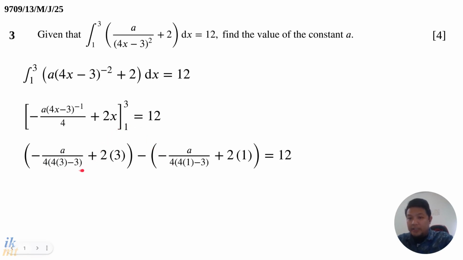Make sure you put brackets just in case. And I would say though, usually the values that they give you will cause these calculations to be very easy. Right? For example, here if I put 1 in here, 4 times 1 is 4, minus 3 is actually 1. So in the end, this value here becomes 1.